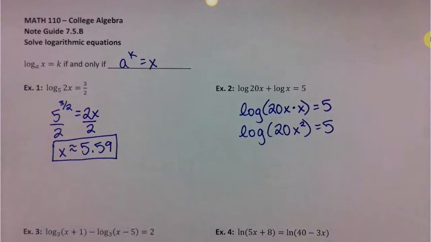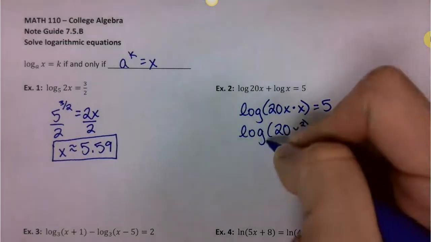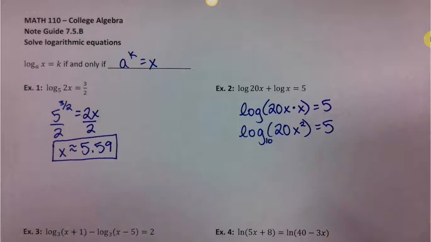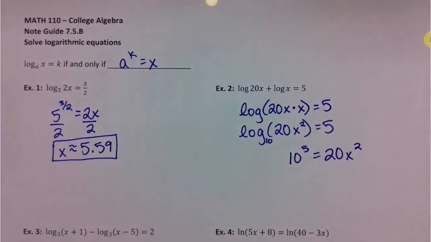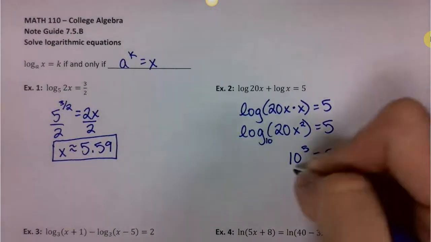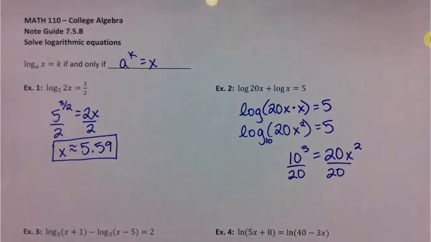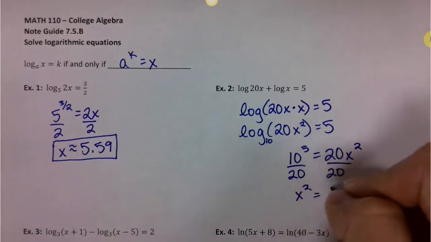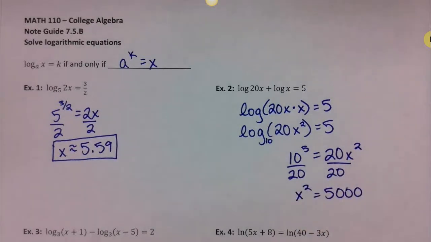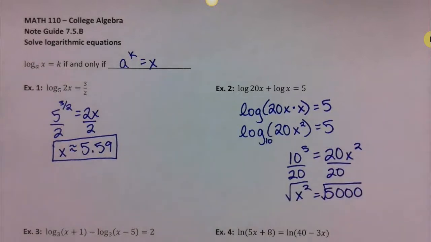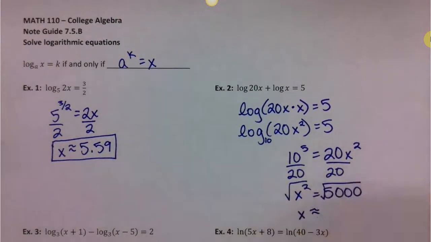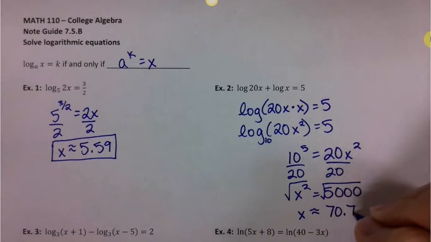And now that we have just that single logarithm on the left, here's where we can rewrite it as an exponential equation. Remember, this is understood to be base 10, so this would be the same as 10 to the 5th is equal to 20x squared. And then dividing both sides by 20, 10 to the 5th divided by 20 is 5,000. So what we have at this point is that x squared is equal to 5,000, which means to solve for x, we can take the square root of both sides, and the square root of 5,000 is approximately 70.71.